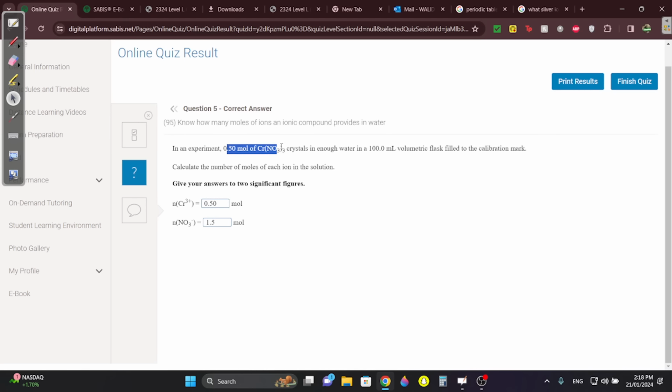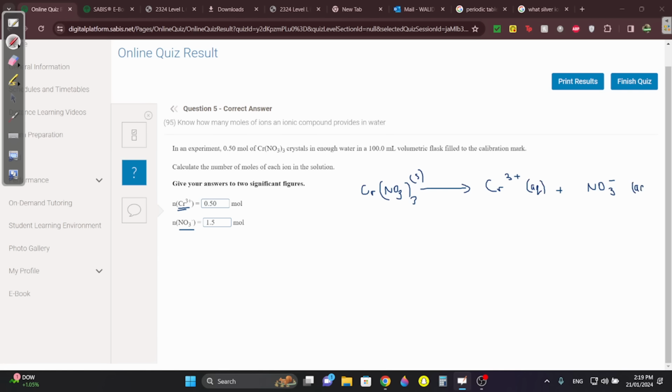Question five: in an experiment, 0.5 moles of Cr(NO3)3 is dissolved in water. They're saying to find the moles of the Cr3+ and the NO3-. How you do it is you have to split it. So how we write it is Cr(NO3)3 splits into Cr3+ and NO3-. Before you do anything, this was a crystal, so you have to put solid. And since we're dissolving, these are aqueous. Make sure to put them aqueous, since we're dissolving them in water.